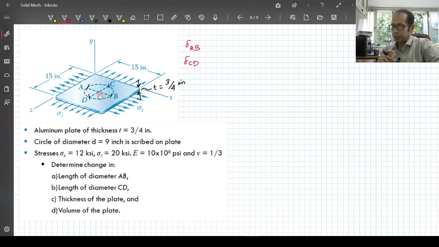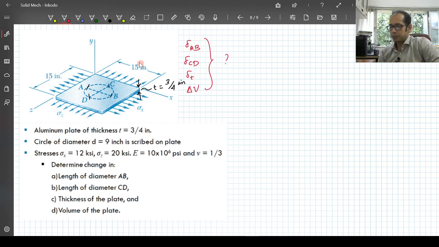What is the change in the thickness of the plate? This thickness is along the y direction, so I have to find my delta T, if the original thickness was T. And the change in the volume of the plate, so essentially that is delta V. These are the four quantities that we have to find in this problem.